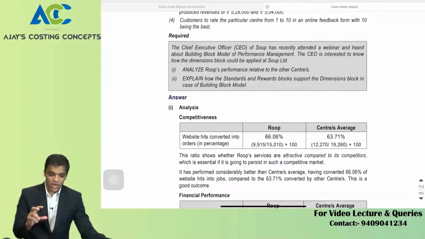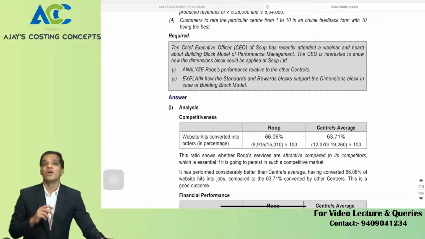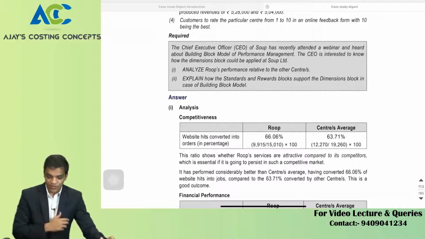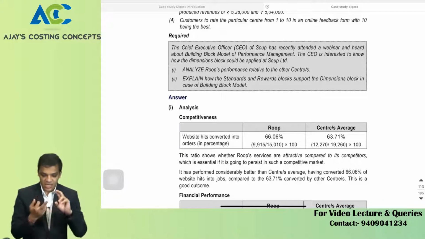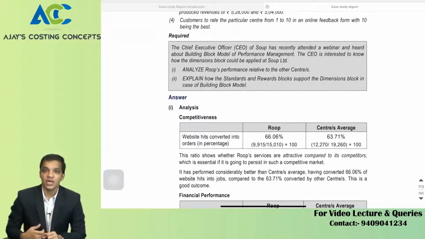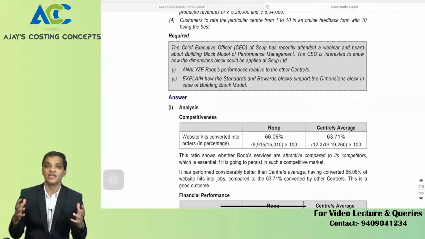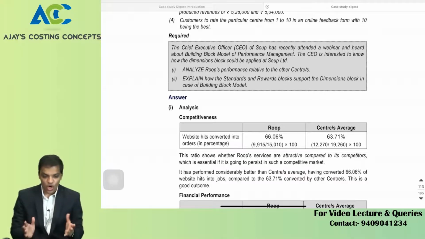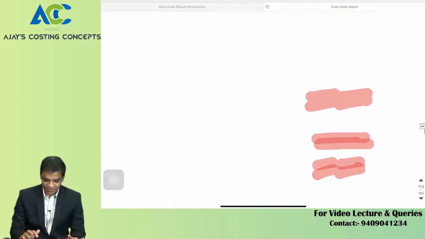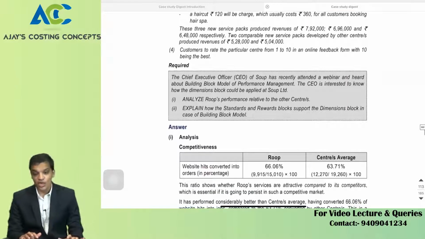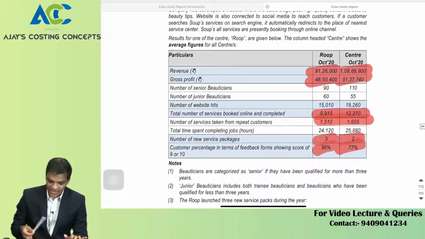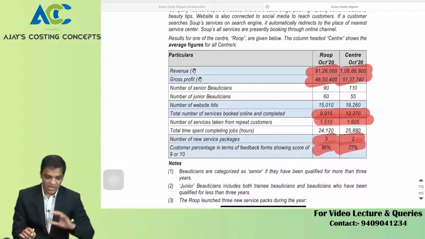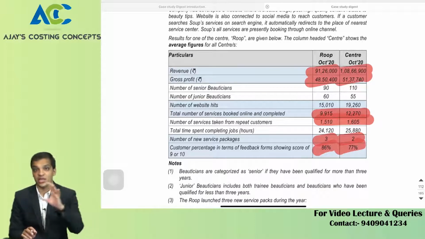Now when I compare my group's performance with other centers using the building block model, the question comes into competitiveness, financials, customer satisfaction. Next come innovation, flexibility and resource utilization. So we have already gone through that. When it comes to the finance part, Roop's gross profit ratio is higher, as compared to the others. If you do 48 lakhs divided by 91 lakhs and 51 divided by 106, that is the gross profit. So financially Roop is better than other centers, right?